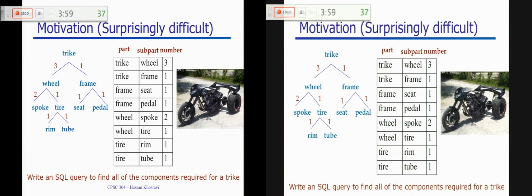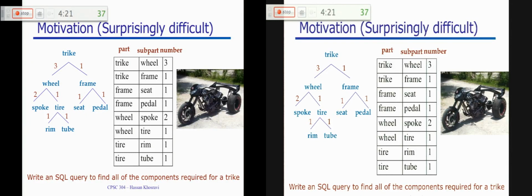So what's that going to give me? That's going to give me trike, but it's only going to go one level down inside that tree. Right? Because right now it's going to look at subparts, and from the subparts it's going to look at the subparts of those subparts. But it's not going to go any lower in that tree.